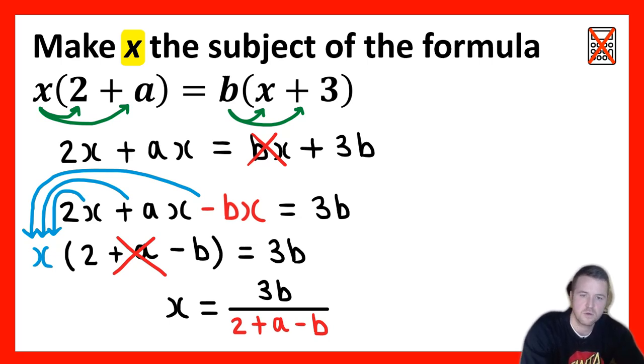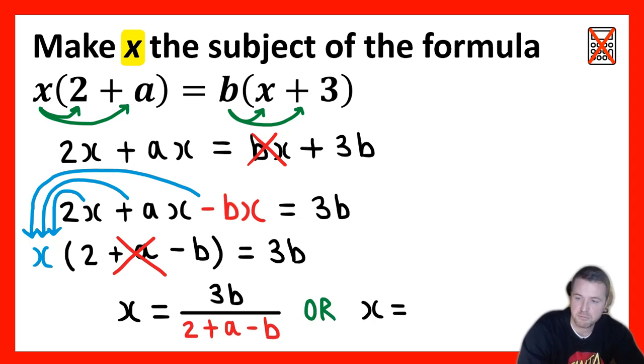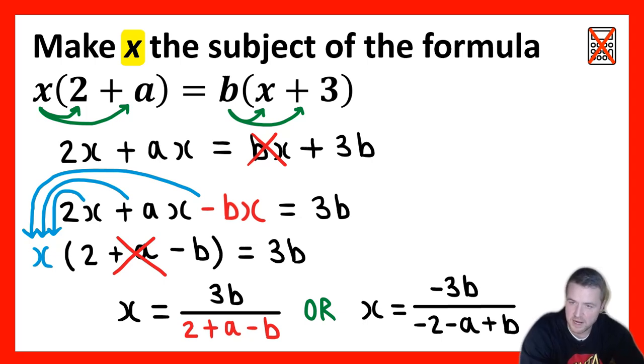a minus b. Alternatively, if I went back to this step here, where I isolated my terms involving x, and I decided to bring all of the terms that involved x to the right hand side, with everything else on the left hand side, and completed the same steps from then, I would have ended up with x being equal to negative 3b at the top of the fraction, and then all of the same terms but the inverse signs at the bottom of the fraction, so negative 2 taking away a but adding b. Both of these are correct and both will get you full marks in the exam.